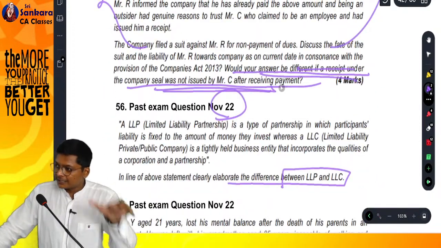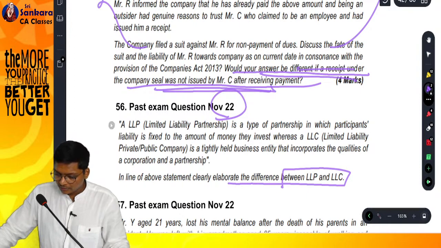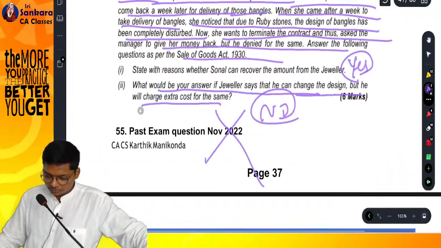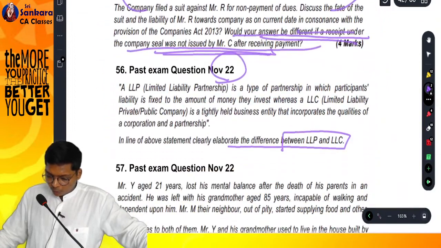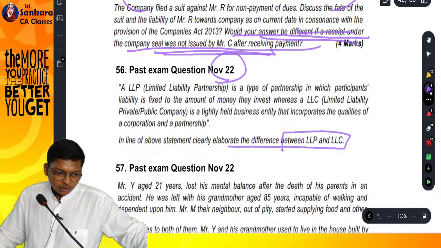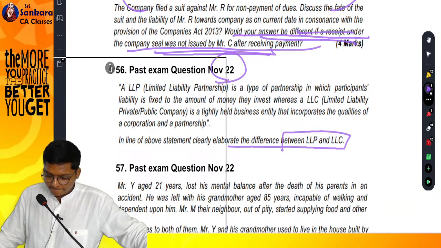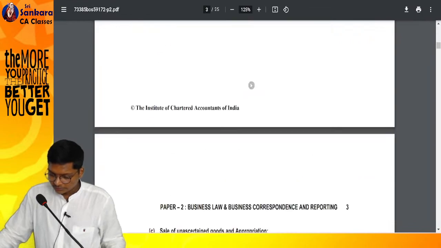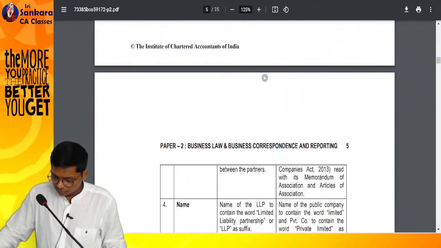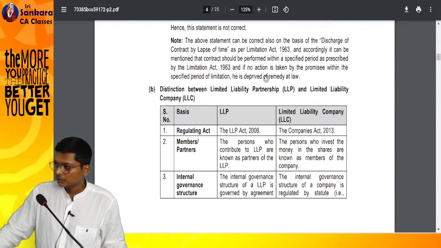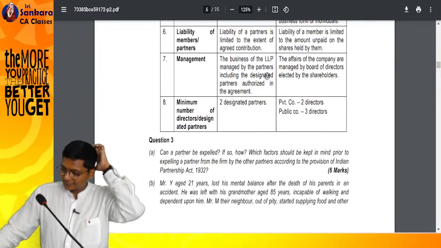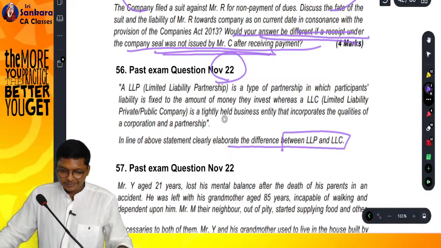For the 56 answer, the study material has the difference. That table only. If you want that answer, I'll show it to you. November 22, difference table, guys. I'll just show it to you. Quickly scroll. The table is here. Okay. Next.